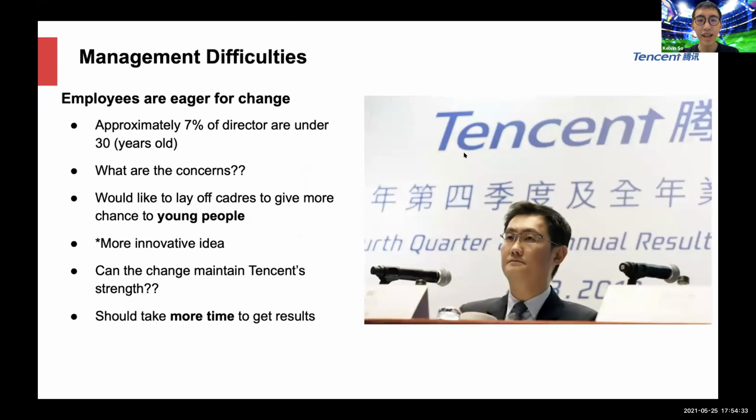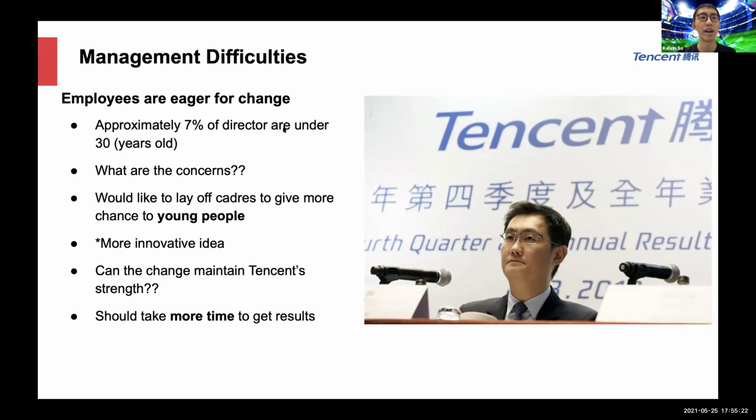And moreover, Tencent also faces management difficulties. Due to the decrease of their stock price in recent years, more and more employees are eager for change. Approximately 7% of directors are under 30 years old. They indicate that the company should bring in young talents in order to have more new ideas. However, it does not mean that this idea is the key to overcoming the difficulties. It also depends on how Tencent uses the young talents to keep its strength. It may take some time to get results.